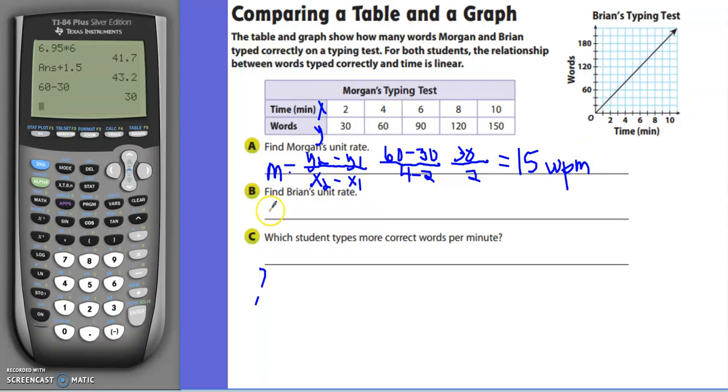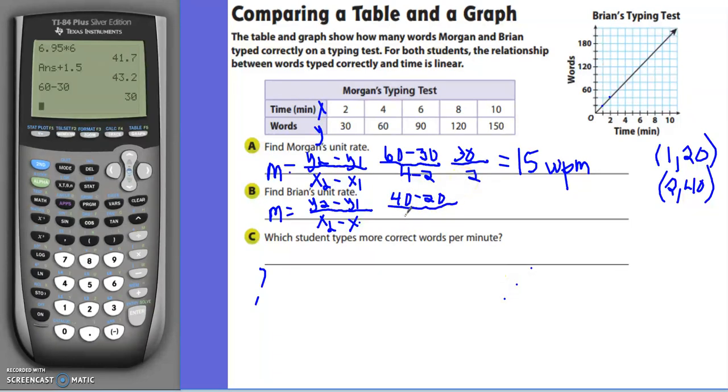Okay, if we do the same thing for Brian, we have y2 minus y1 over x2 minus x1. So let's say that this is the first ordered pair here, the second ordered pair here. Alright, so the y's is 40 minus 20. The x's is 2 minus 1. So 40 minus 20 is 20. 2 minus 1 is 1. We got 20 words per minute.